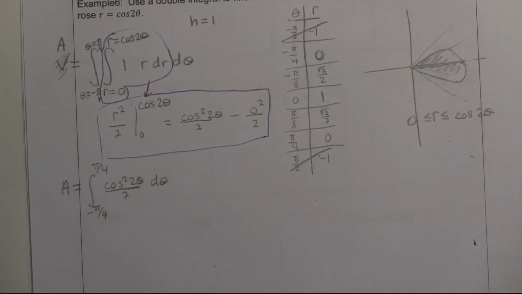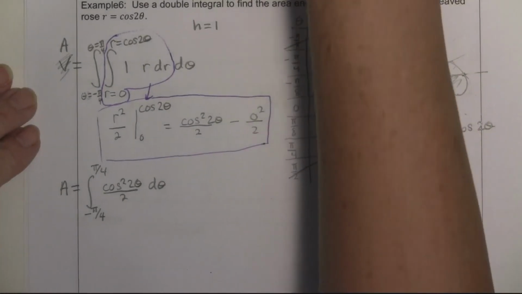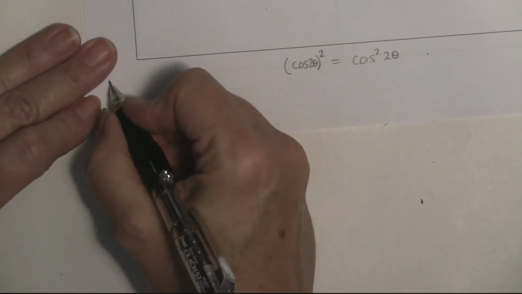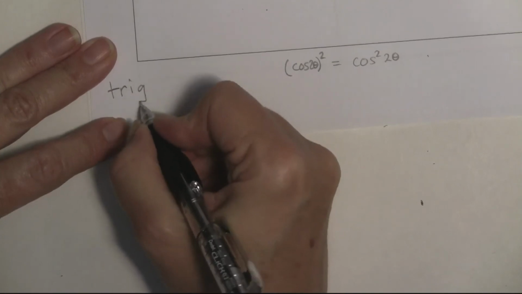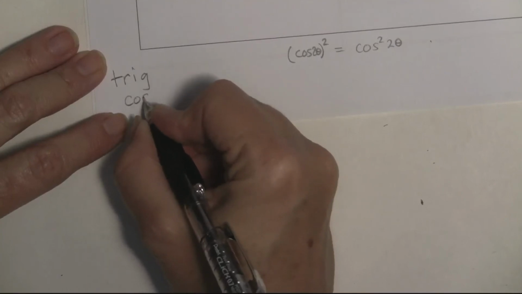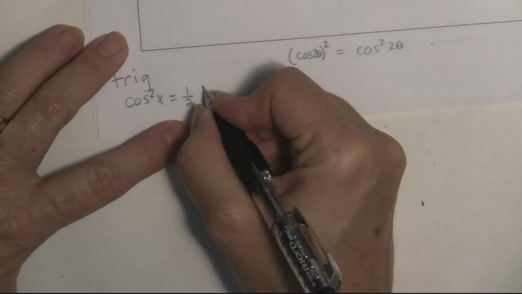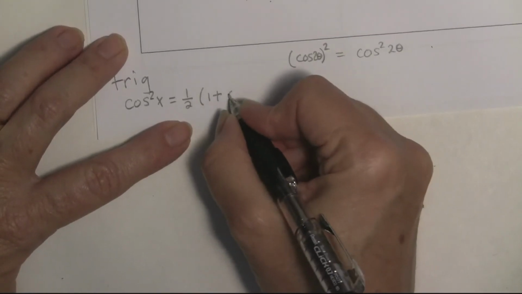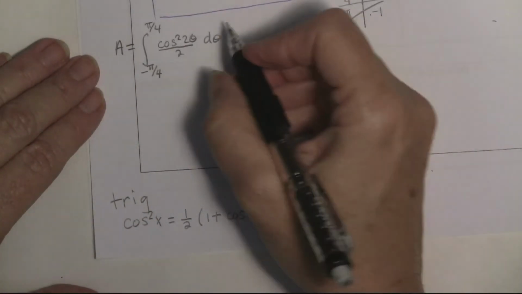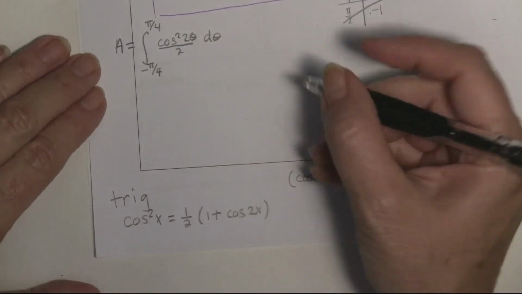And then we're going to use that trig identity that we've done before. I'm going to write my trig identity down here. So I'm going to get triggy with it here. And my trig identity is normally this. Cosine squared x equals half, and then it's 1 plus cosine 2x. But what I have is 2 theta. So you want to double that, so that'll be 4 theta.